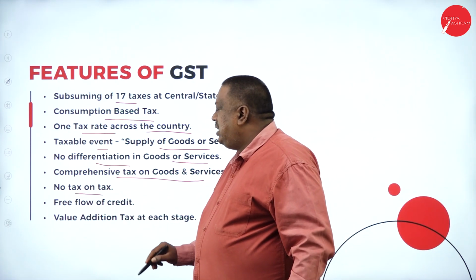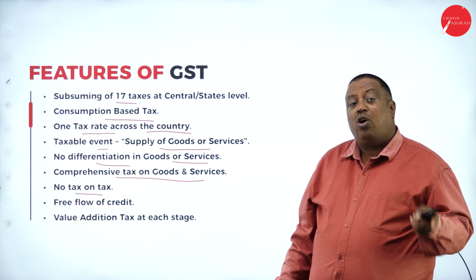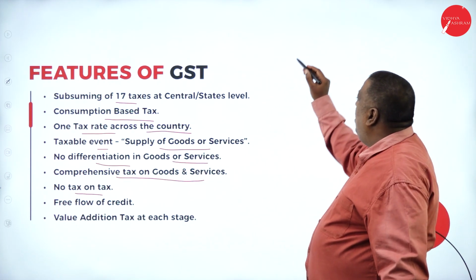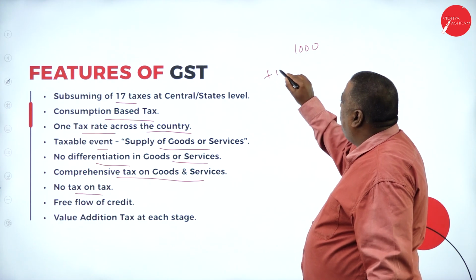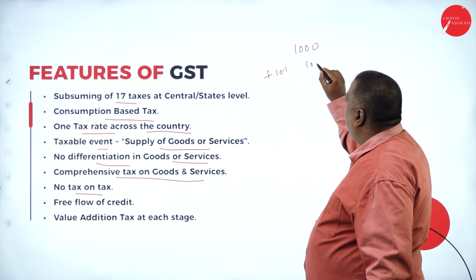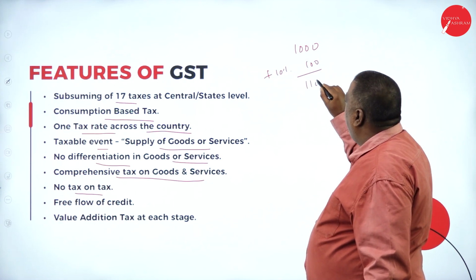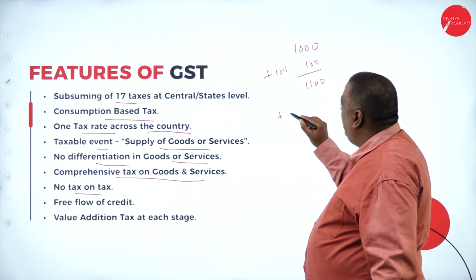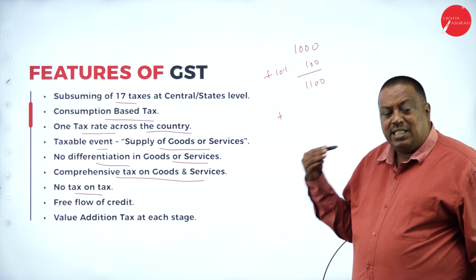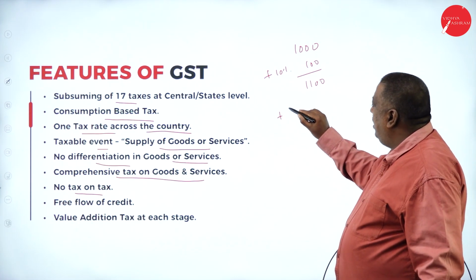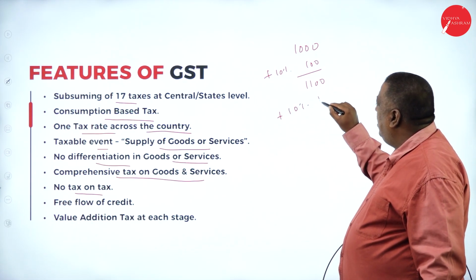No tax on tax. No tax on tax means earlier, if I purchased the raw material for 1,000, I was paying 10% tax, 100 rupees. So now 1,100. When I was selling the commodity to any other person, the tax was collected at 10%, 110.